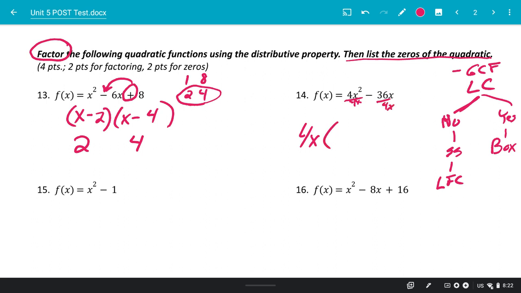36X divided by 4X is 9. Now, that doesn't need to be factored any further because this isn't squared. Some people tried to do that, like complete the difference of squares and factor it further. My zeros are, what can I put in for that X to make it equal to 0? 0. What can I put in for that X to make that set of parentheses equal to 0? A 9. So 0 and 9 were my two zeros.